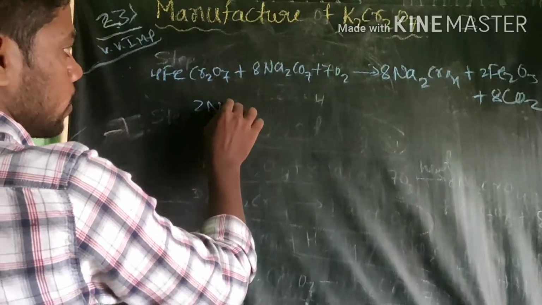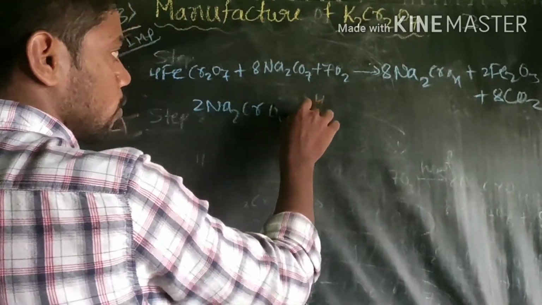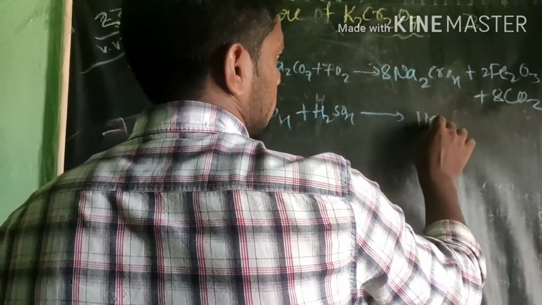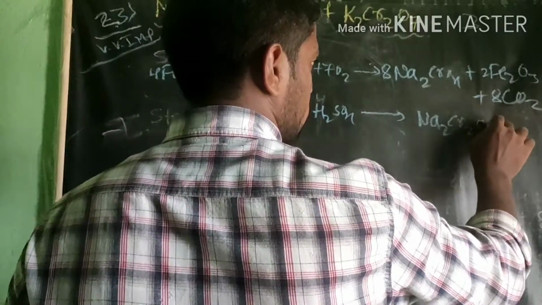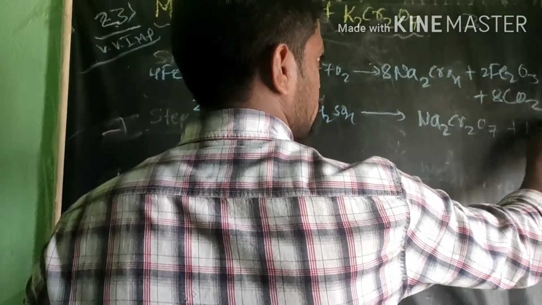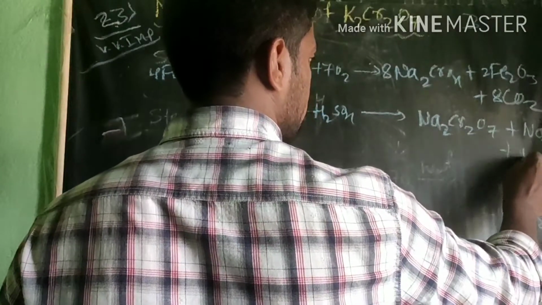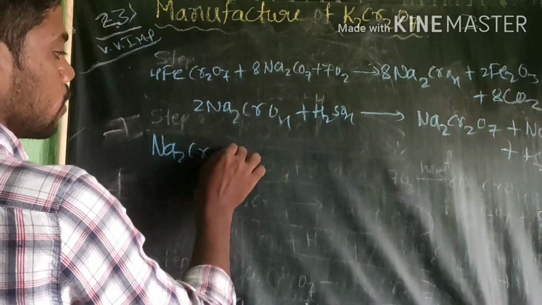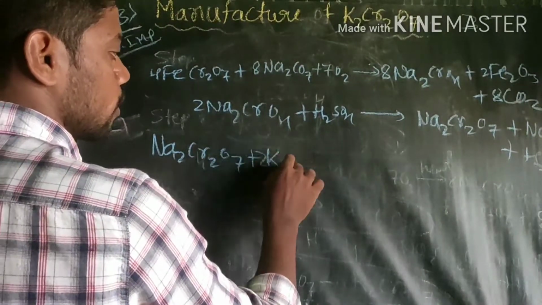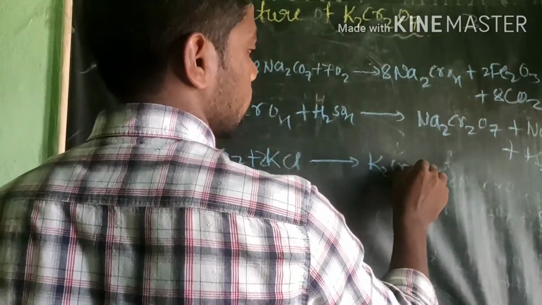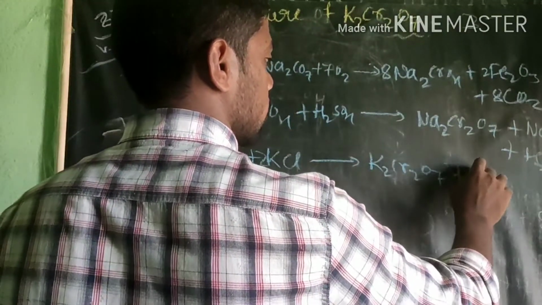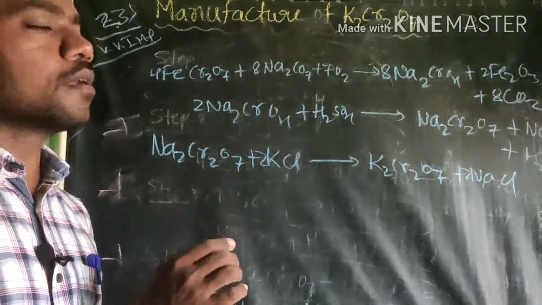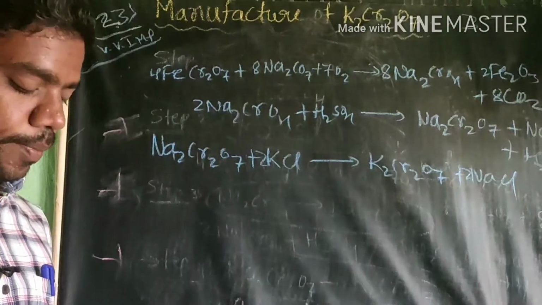Next one: 2 Na2CrO4 reacts with H2SO4. It gives rise to Na2Cr2O7 plus Na2SO4 plus H2O. Next step, dear students: Na2Cr2O7 reacts with 2 KCl, it gives rise to K2Cr2O7 plus 2 NaCl. I am writing this reaction. Practice it on some rough page like this only.